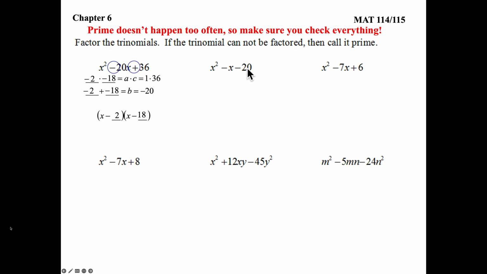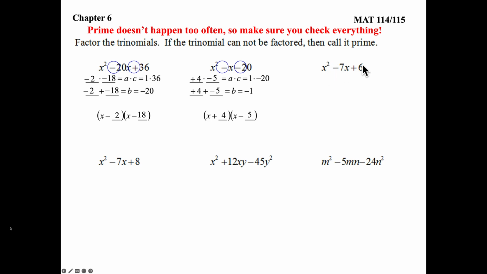Let's see, x squared minus x minus 20, so the signs are different, and the big one's going to go with the minus sign. What two numbers multiply to be 20 and subtract to be a 1? Now, when we say subtract to be a 1, that's a dead giveaway. The two numbers have to be consecutive, one after the other. So this is 5 and 4. So 5 goes with the minus sign, 4 with the plus sign.